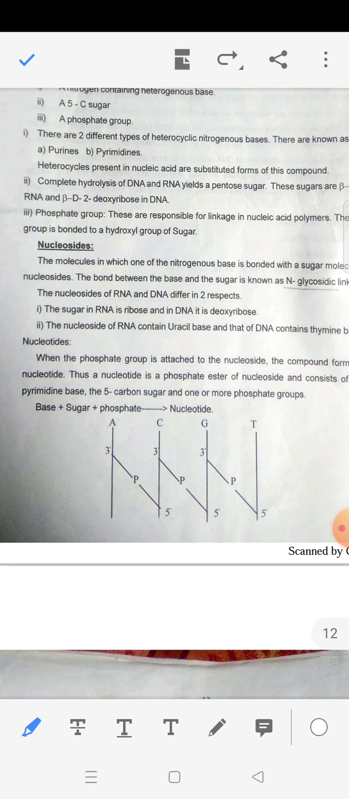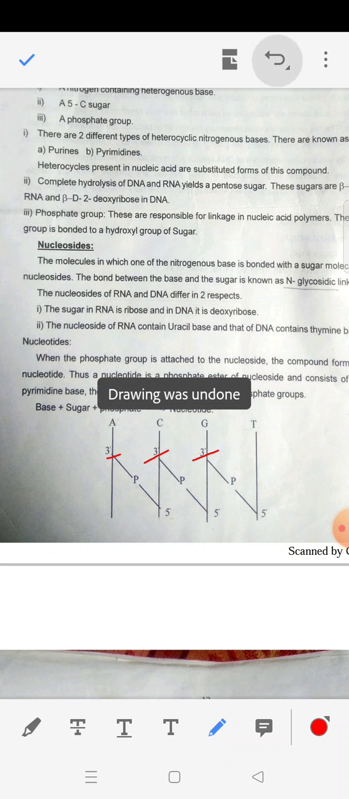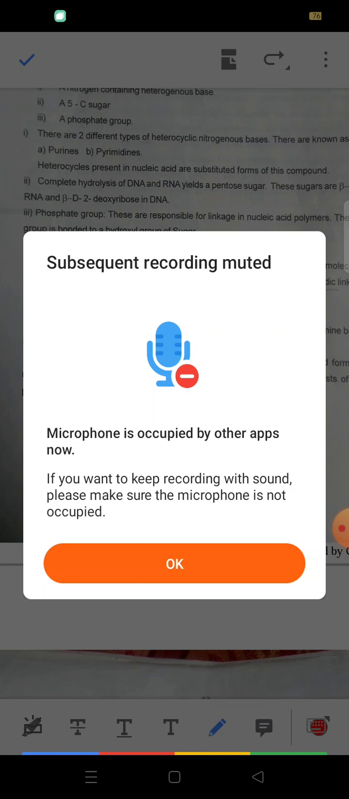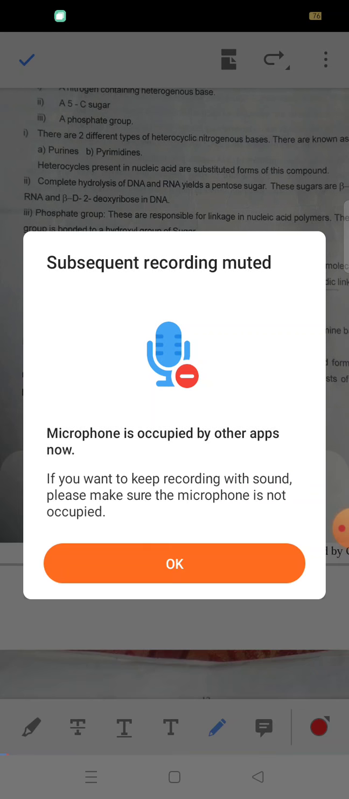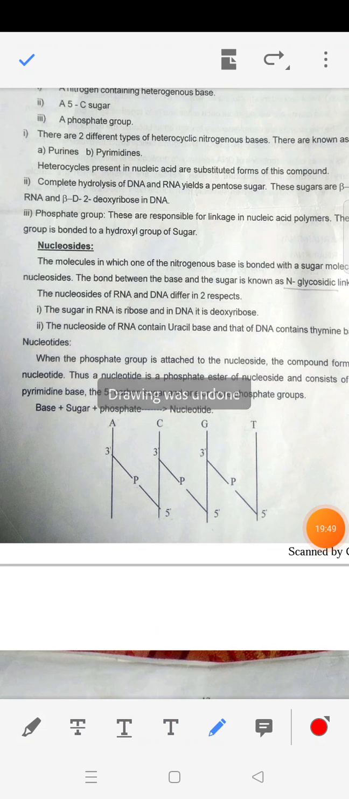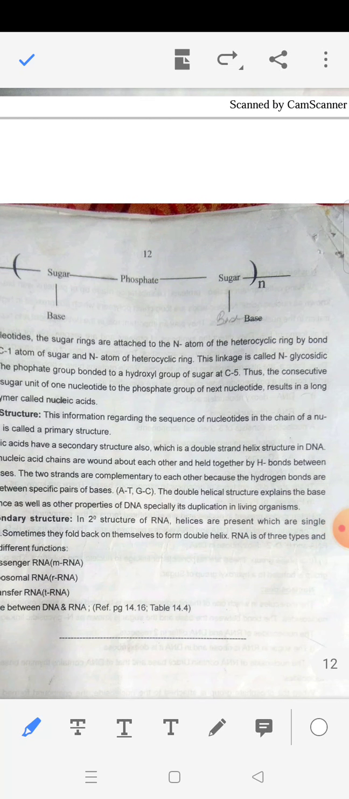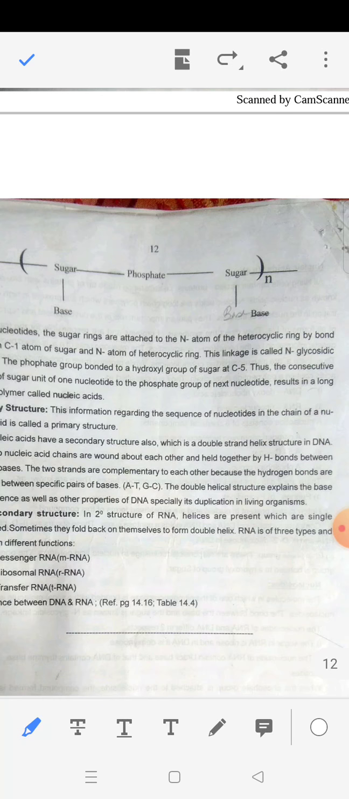So you can see here the sugar unit is the same in all. The phosphate linkage is the same in all. Now what is different here is the heterogeneous nitrogenous bases. So what are coming in the sequence? What are the nitrogenous bases here? That will make the primary structure. Okay, it is the sequence. So in the primary structure, the information regarding the sequence of nucleotides in the chain of nucleic acids is called primary structure.